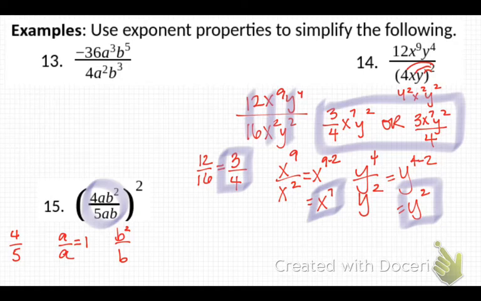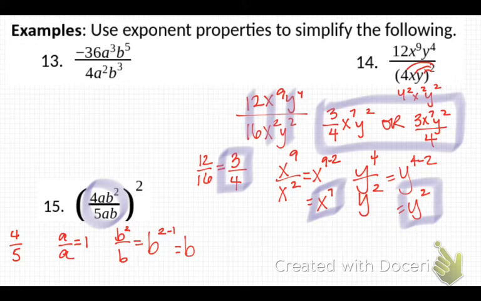What about b squared divided by b? What is 2 minus 1? 1. So it is just b. Okay, are we back on the same page? Does that make sense?